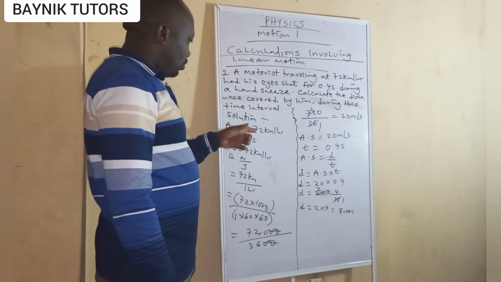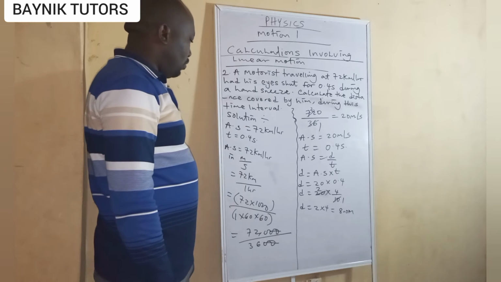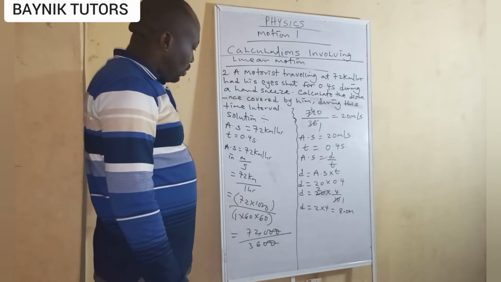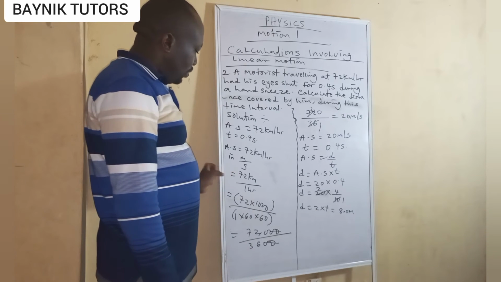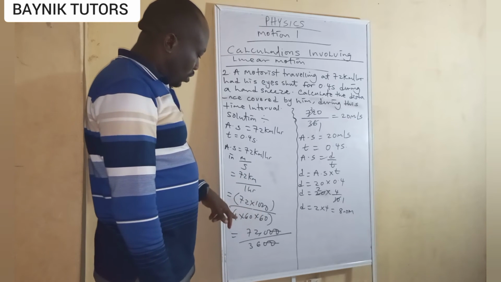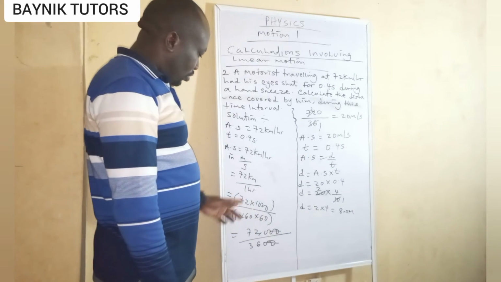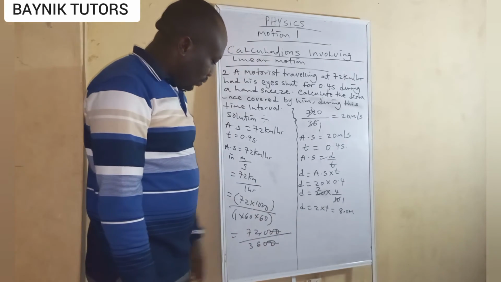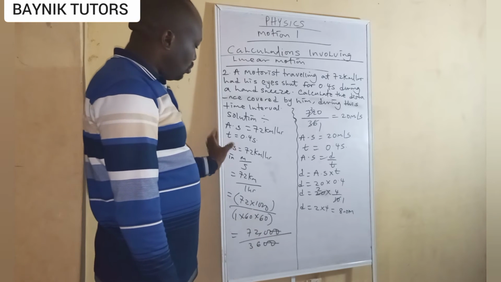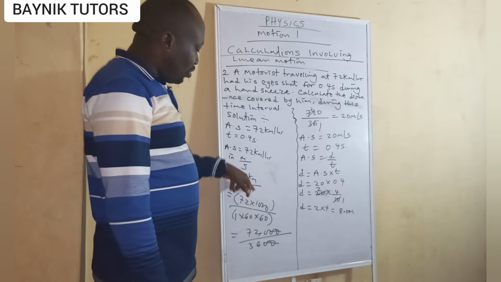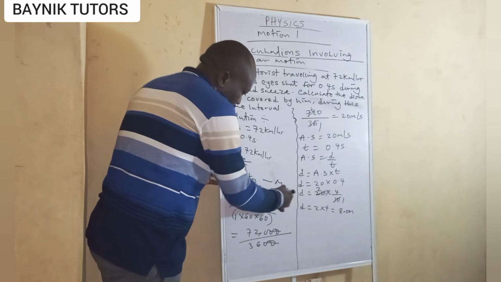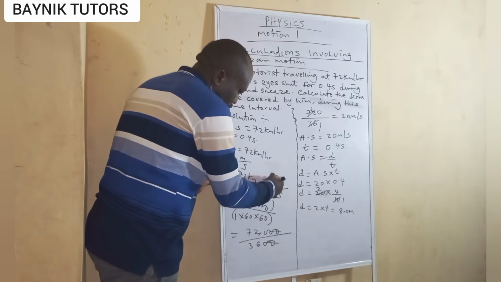We have average speed at 72 kilometer per hour. We have t at 0.4 seconds. So our average speed would now be 72 kilometer per hour in meter per second. So here 72 kilometer over 1 hour. This will be 72 times 1000 over 1 times 60 times 60. So 72 times 1000, that's 72,000. Then here will be 60 times 60, that's 3,600. Don't forget, I told you 72 kilometer per hour means 72 kilometer over 1 hour. We convert this to meter. We convert this to seconds. That's the illustration we did there.